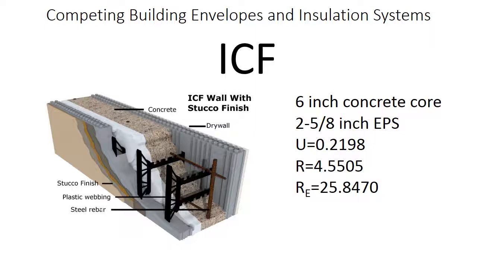The competing envelopes that we were studying are ICF, SIP, and conventional. So ICF stands for insulated concrete forms. These forms are a 6-inch concrete core surrounded by 2 5/8 inches of expanded polystyrene on either side, and this forms the structure, with the concrete in the middle, and the insulative properties are with the EPS on the outside of the wall. When calculated, it gets a U of about 0.2198, an R value of 4.55, and in English this turns to an R value of about 26.